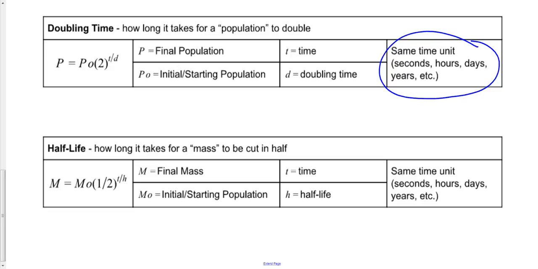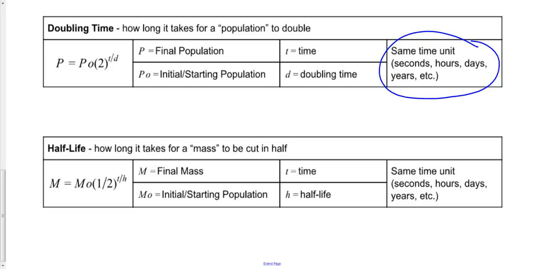It doesn't matter if it's seconds, hours, days, years, minutes, decades, whatever, but it has to be the same unit of time. The half-life formula is again very, very similar. With half-life, it's how long it takes for a mass to be cut in half. This is usually done with things like radiation studies, or the amount of time it takes for a certain drug in your system to dissipate by half, or the number of flies in a population to potentially die by half, or something to this effect.